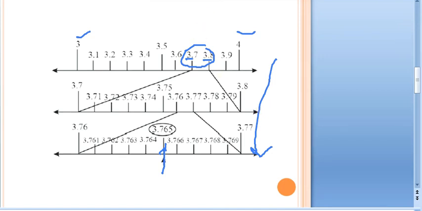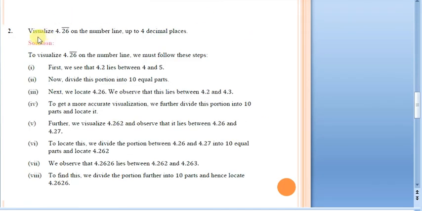It is also a very similar question. Visualize 4.26 bar on the number line up to 4 decimal places. Suppose these decimal places are not mentioned; if you look at the decimal expansion, it will be non-terminating repeating. It keeps on repeating like this, like this, like this. So that is the reason.